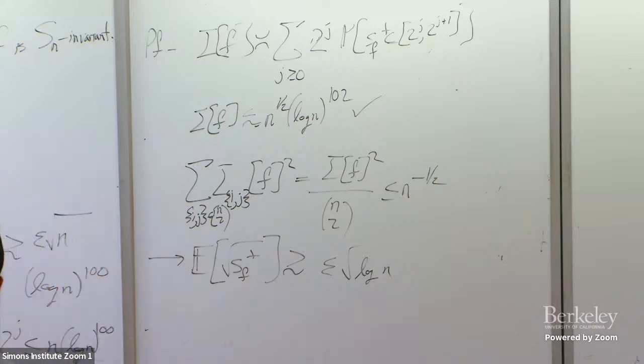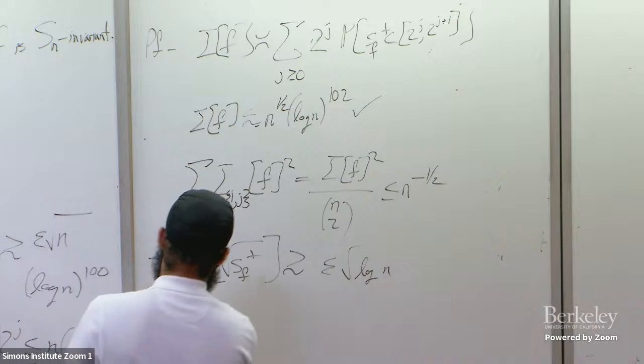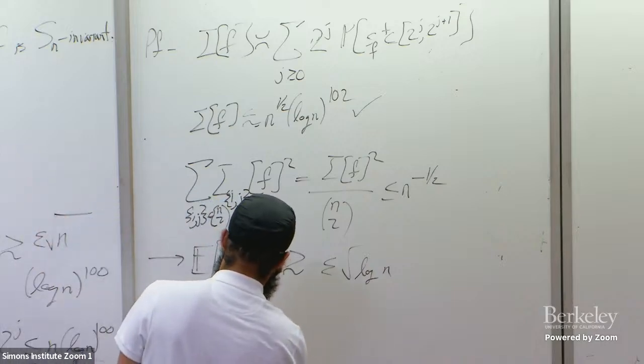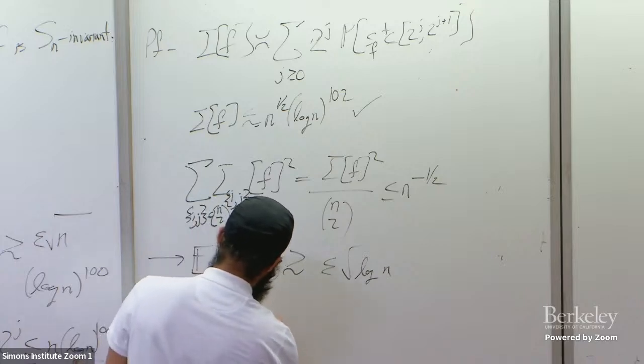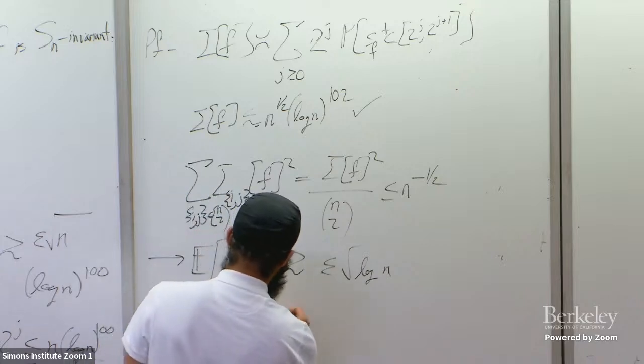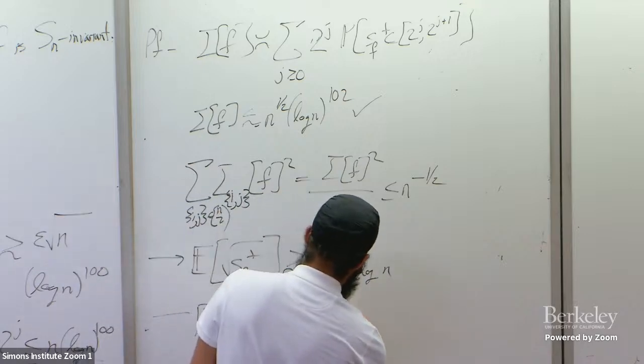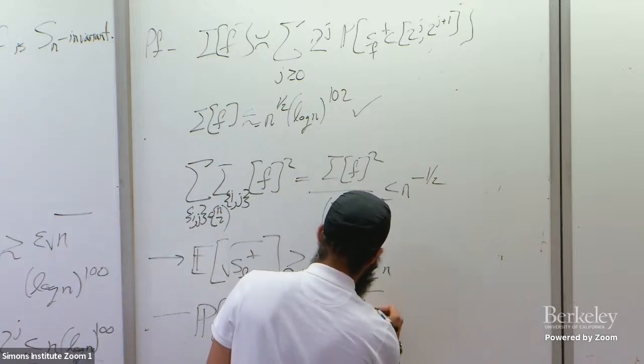Okay, we can also now assume that the first condition doesn't occur. Otherwise, kind of by definition, we're done. So SF plus greater than 0, well, this is less than or equal to epsilon square root log n.